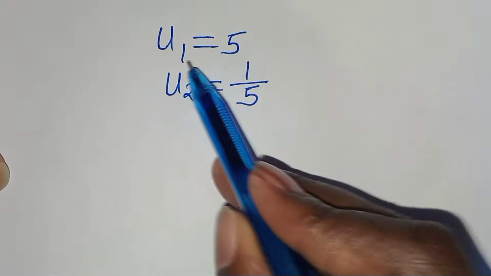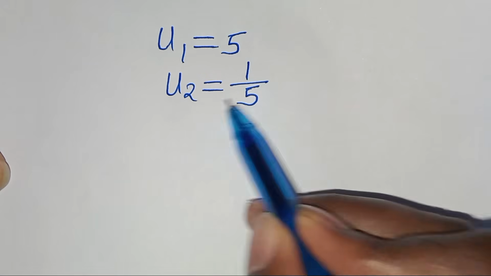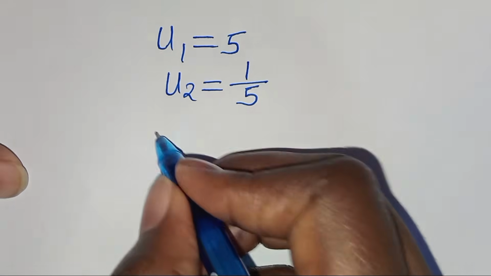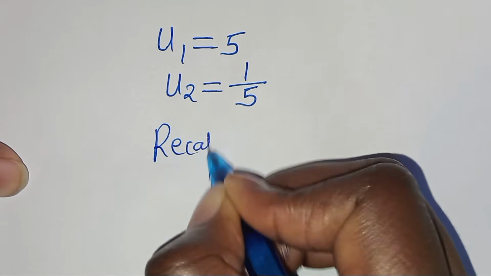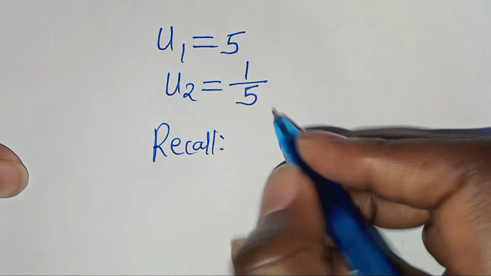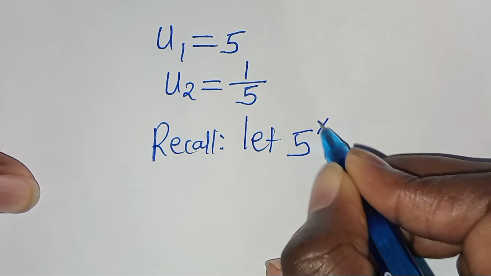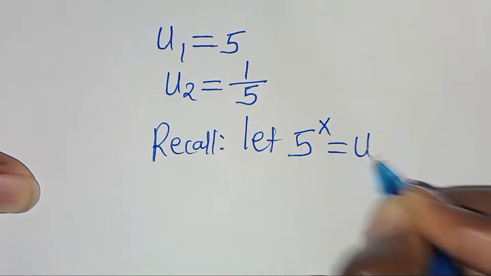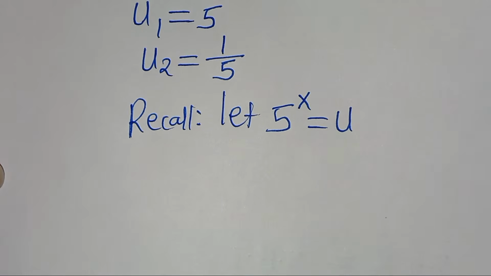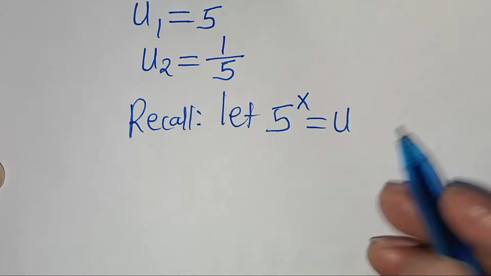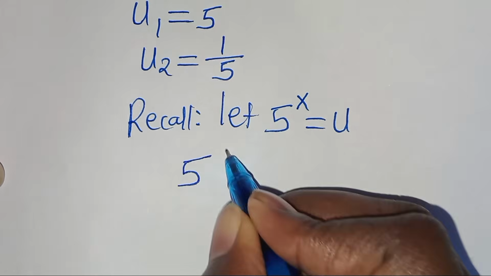Now we have u1 is equal to 5, u2 is equal to 1 over 5. So now, if you recall, we are saying that let 5 to the power of x be equal to u. So now let's do for x. Let's start with u1. So we have 5 to the power of x.